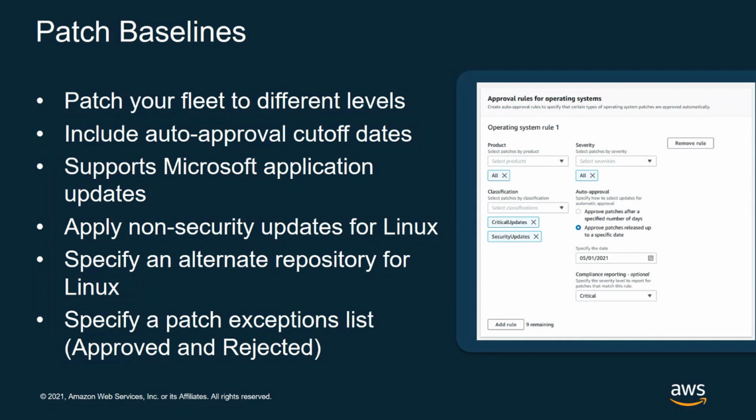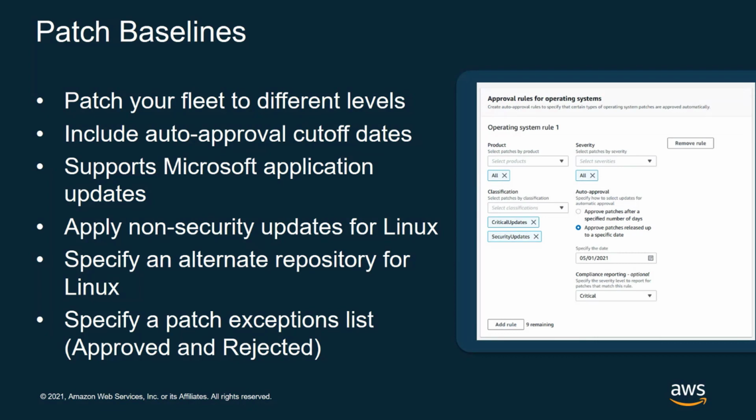And then within your baselines, you can have multiple rules which each have their own compliance reporting level that can be specified, which allows you to, again, identify quickly at a glance the patching state of your environment. And within each of these rules, we're going to be defining the product, the classification, and the severity of the updates that we want to scan or install. You can also include auto approval mechanisms, as far as either a specific number of days that a patch needs to be released prior until it is marked as missing, or you can specify a specific cutoff date for when patches need to be released prior to in order to be considered for installation.